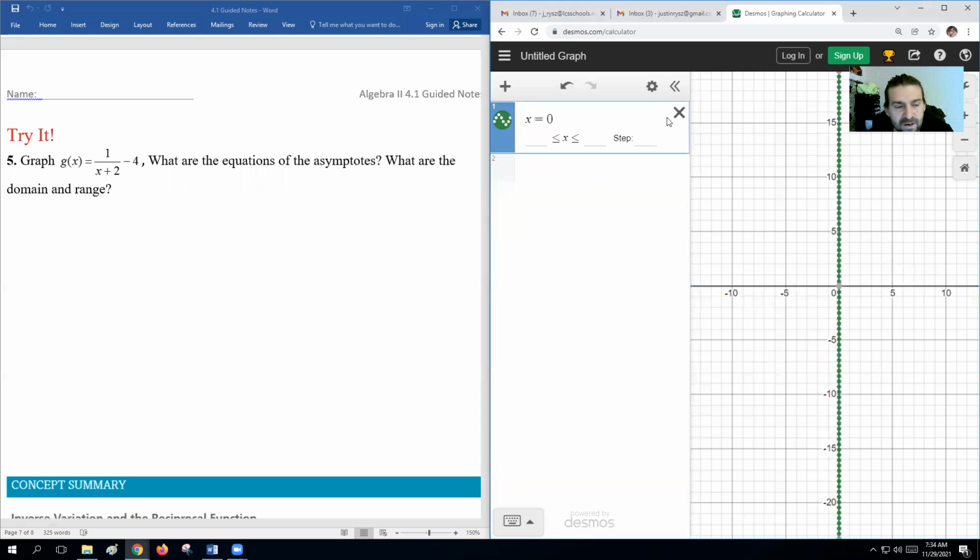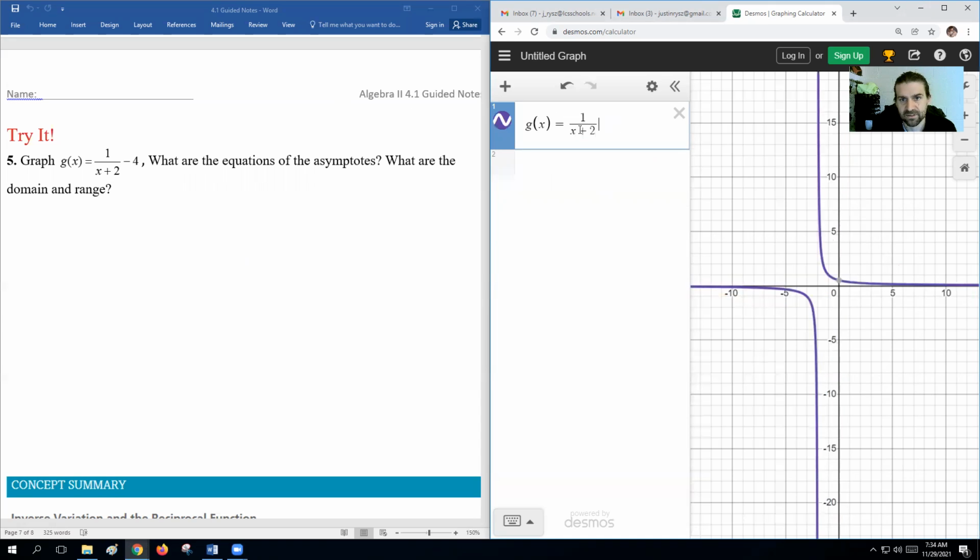All righty, so if I'm looking at this equation here, I can see this is a minus 2, and then this is a plus minus 4. So this is going to go to the left 2 and down 4. So let's check Desmos out here. We got g of x is equal to 1 divided by x plus 2. Yep, that moved it to the left. And then minus 4. Looks like it goes down 4.